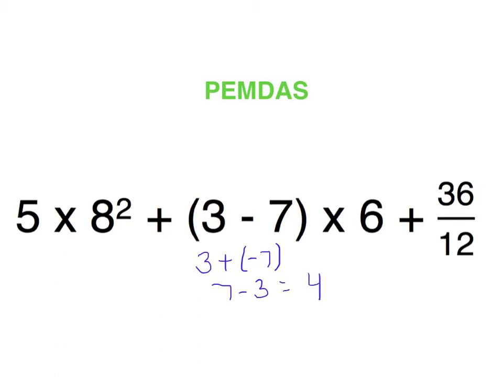And the only thing left is to figure out the sign. Since 7 is bigger than 3, and 7 has a negative with it, our answer is going to be negative 4.